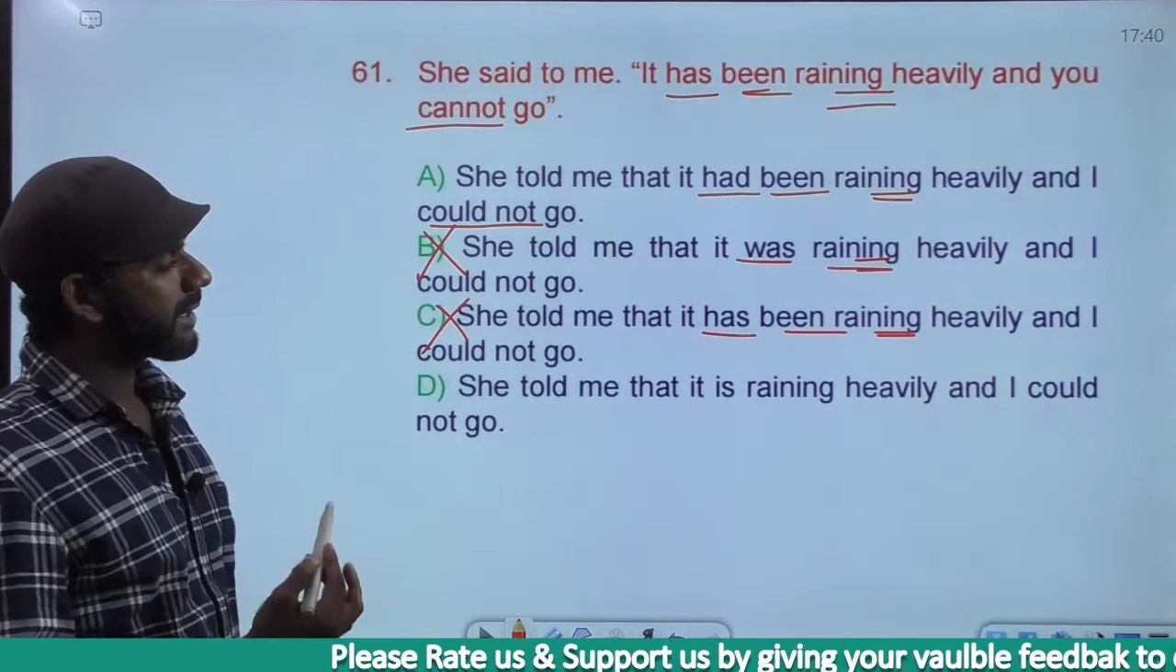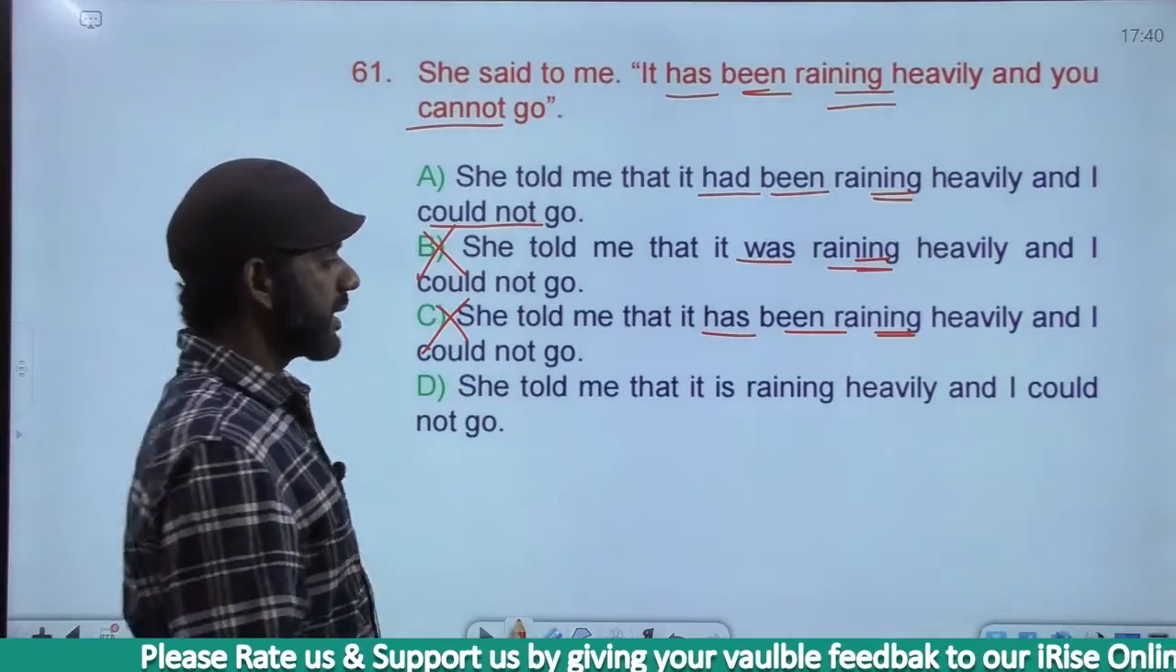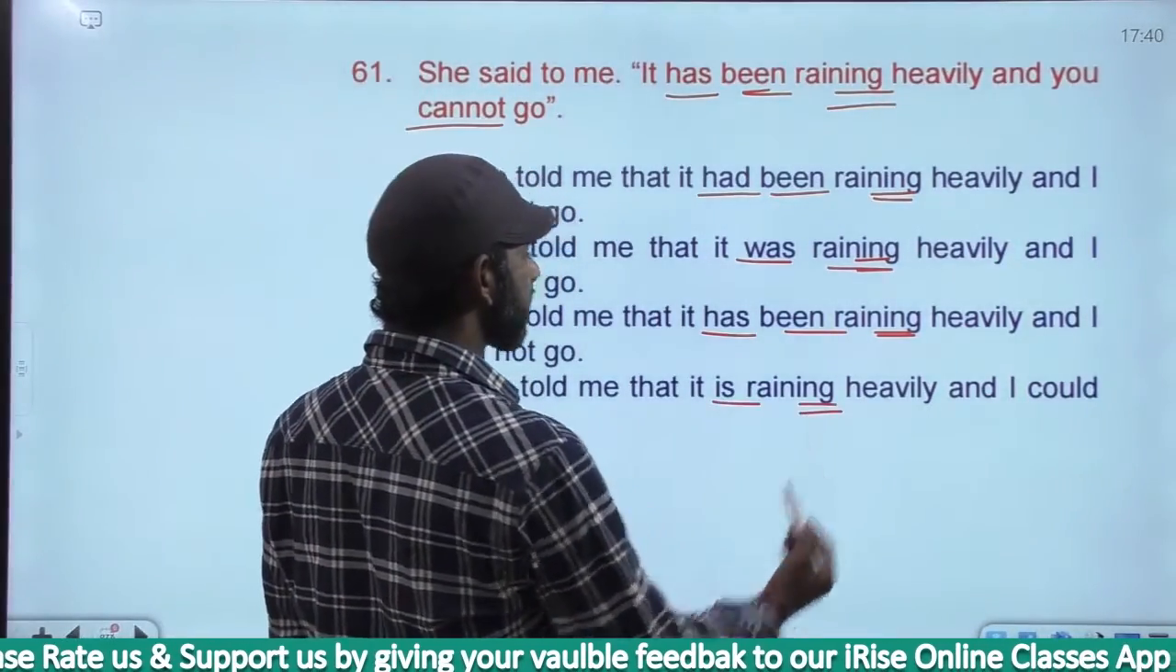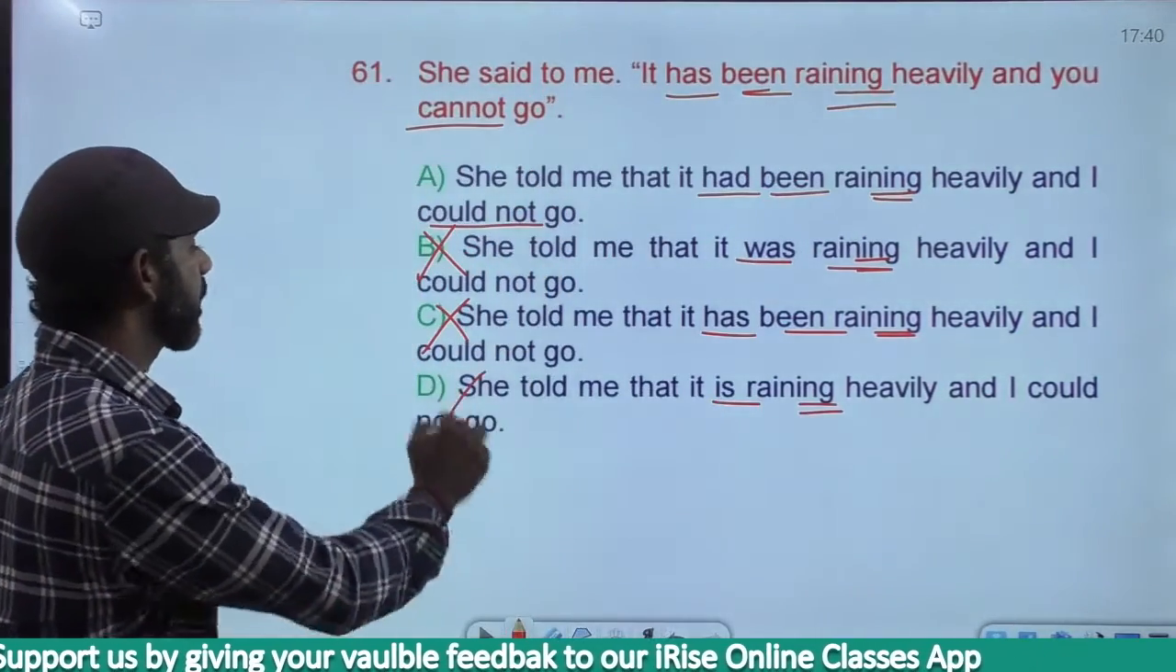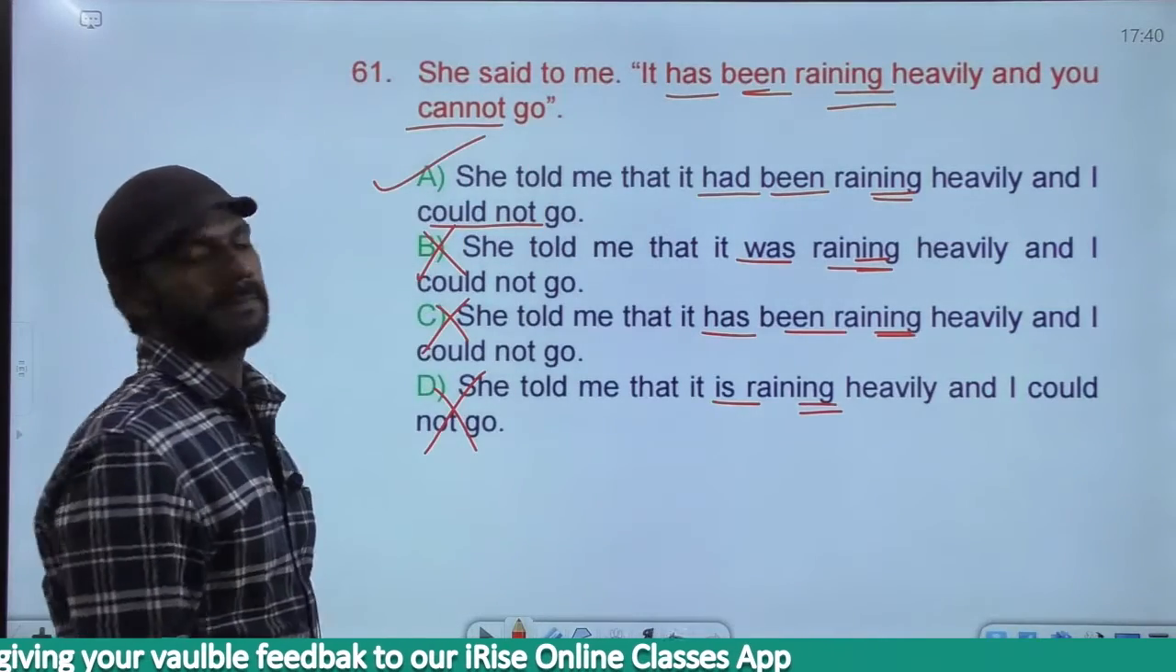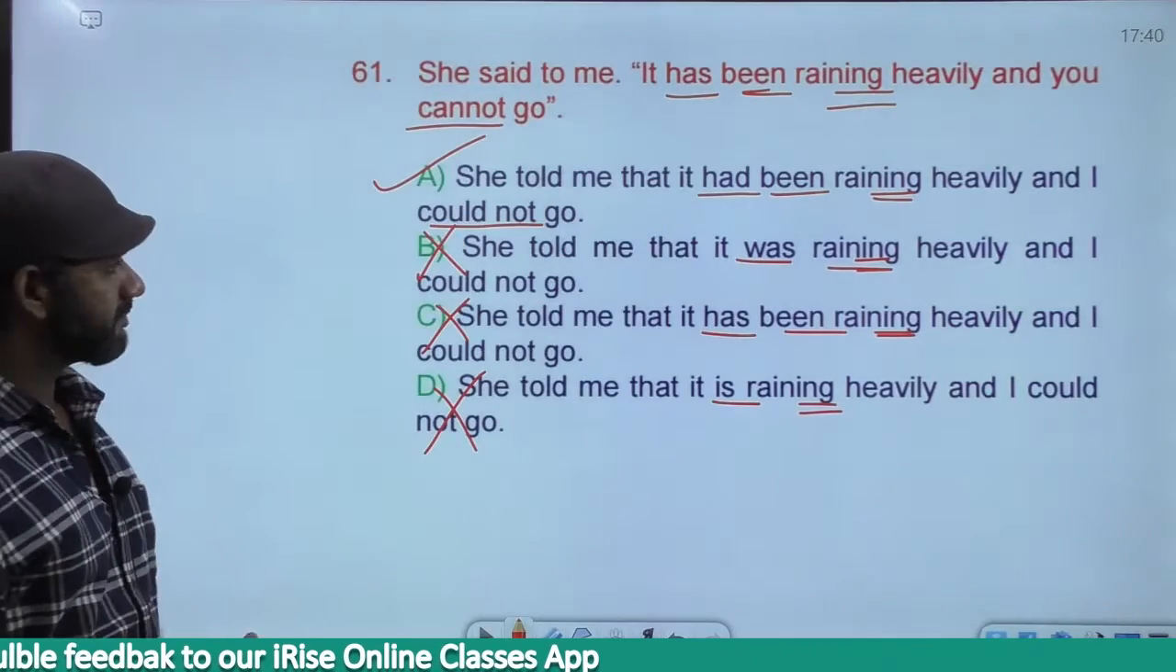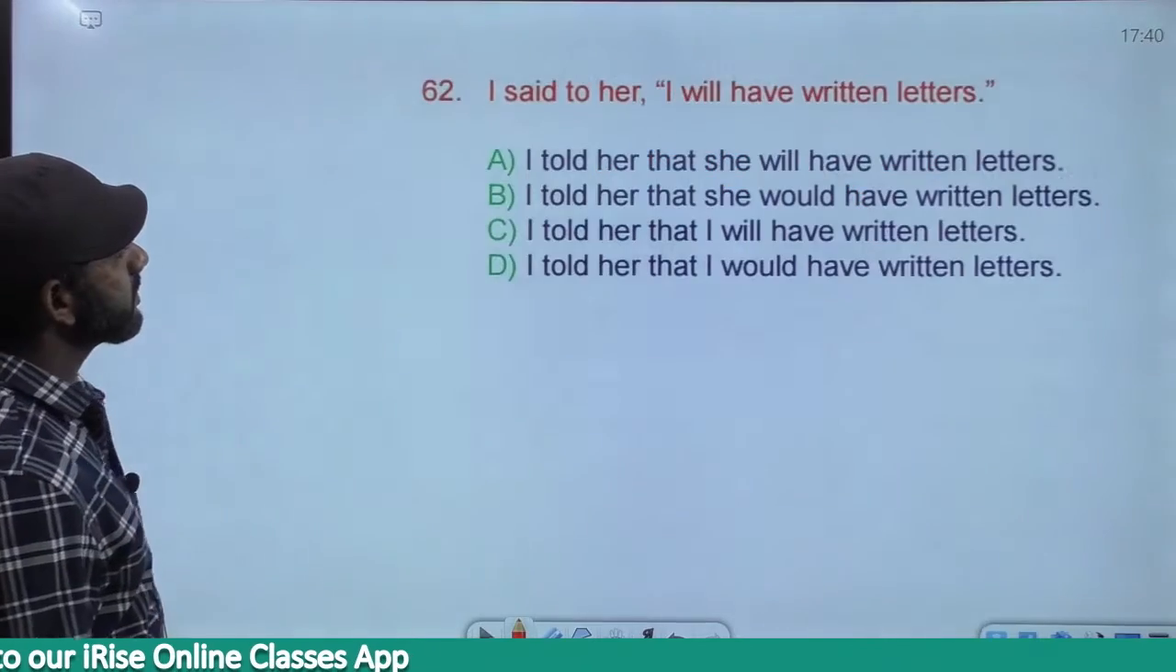She told me that it is raining heavily. Is raining is plus V1 plus ing, present continuous, gone. The answer must be option A. Got it? Come to next one.